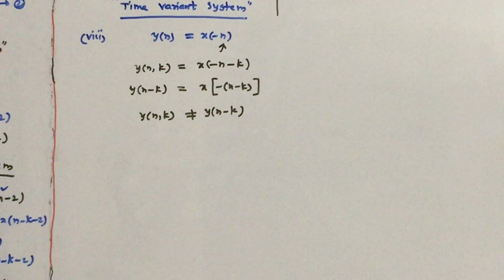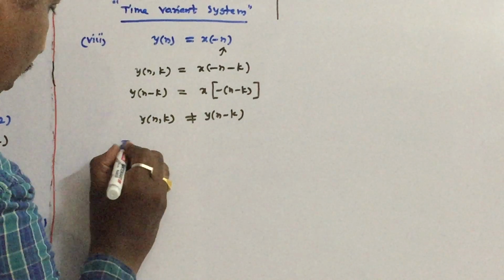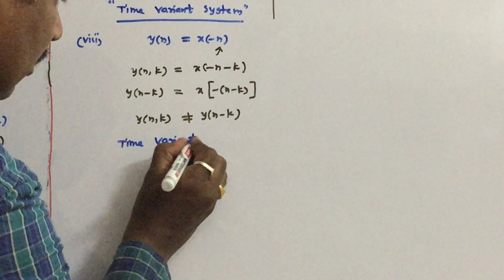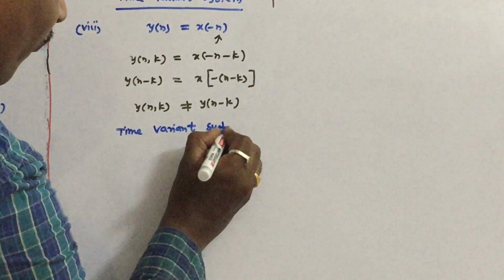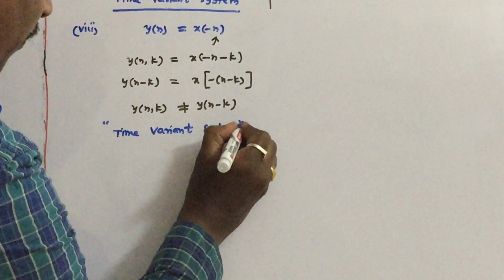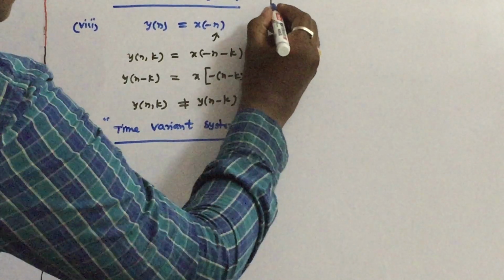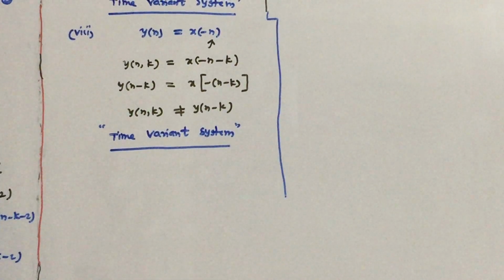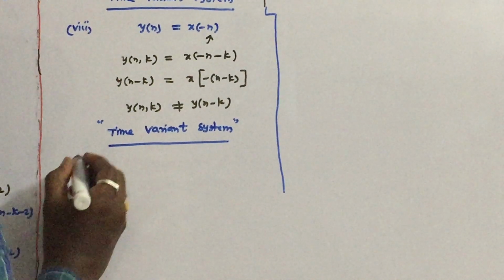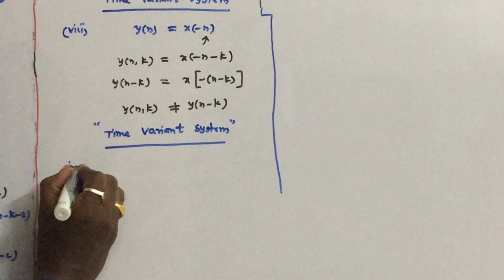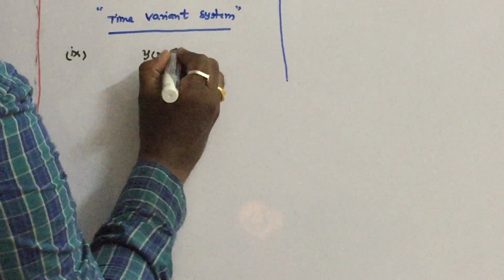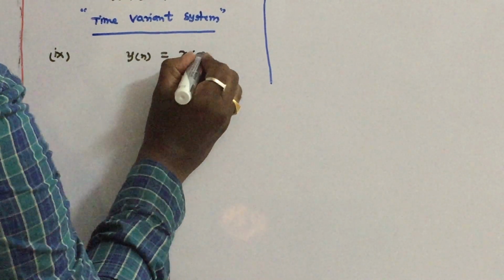So what is this system? This system is a time variant system. So let us see the next one, the ninth one. y of n is equal to x of 2n.